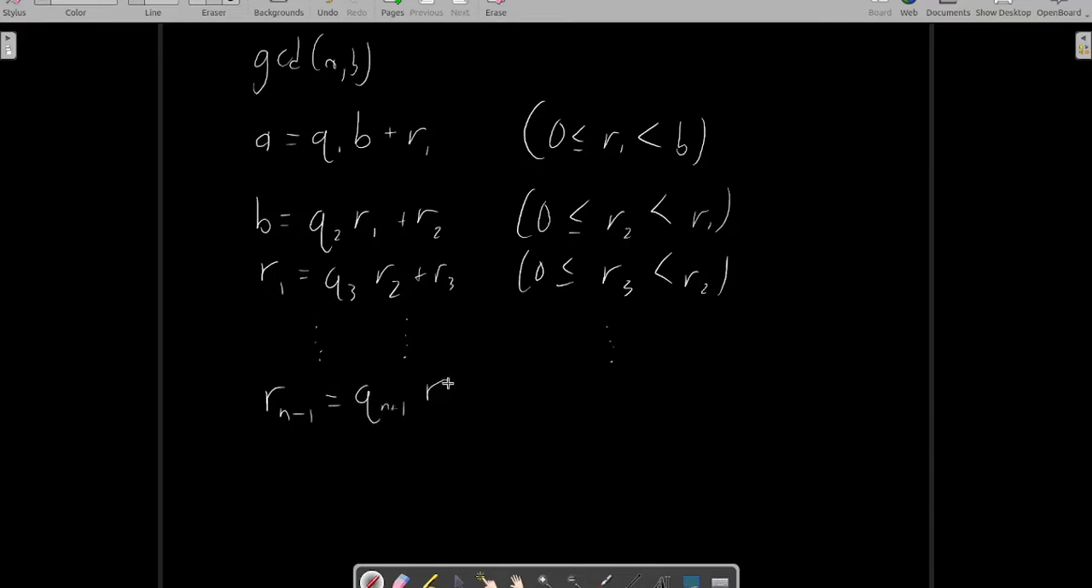Eventually, we'll hit a point where the remainder term is 0. When we hit that point, we can stop. The final non-zero remainder is our GCD. Let's see a more concrete example of this. For this example, we'll use 10 and 14 from earlier.